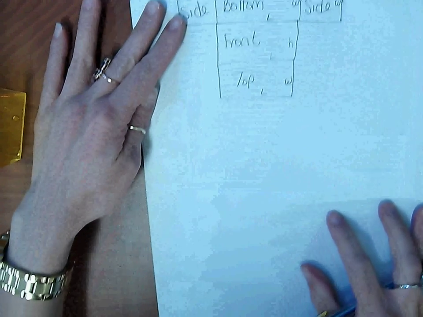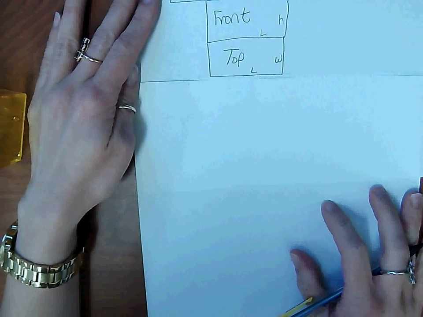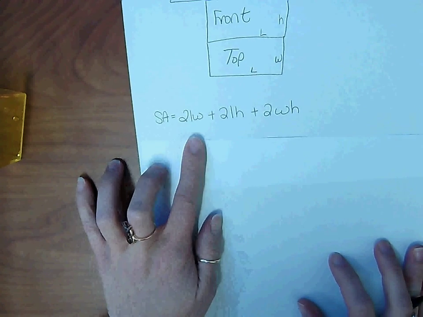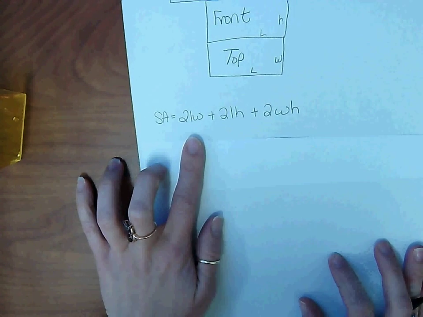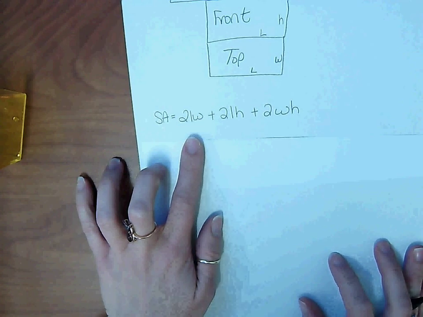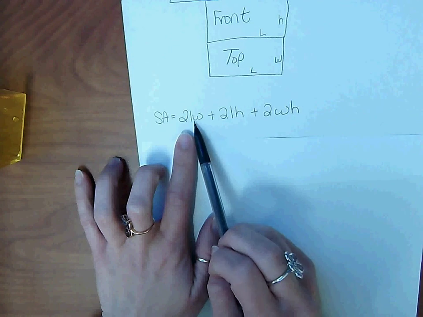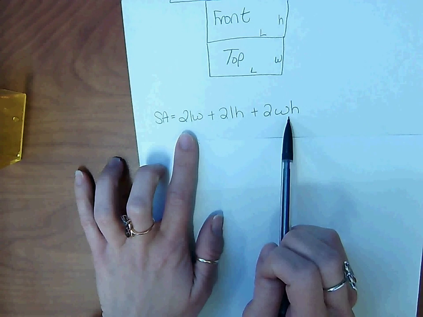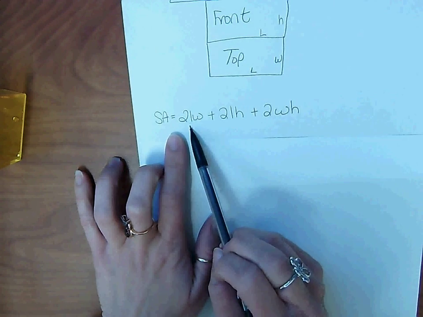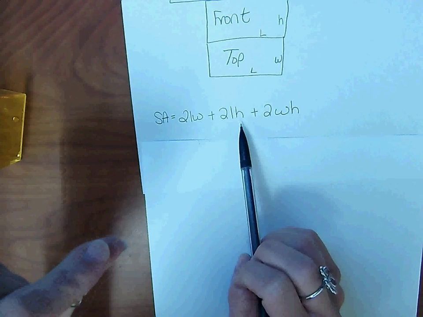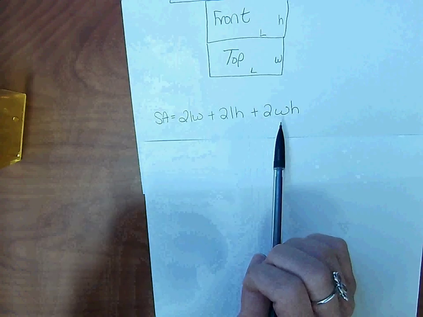The formula for surface area of a rectangular prism: surface area equals 2 length width plus 2 length height plus 2 width height. An easy way to remember it is each of the measurements has to be paired with the other, and you multiply it by 2 because there's the top and the bottom that's a pair, the back and the front are a pair, and the sides are a pair.